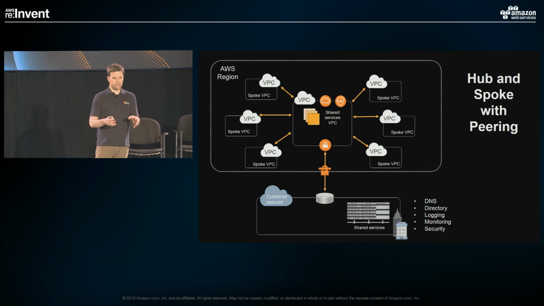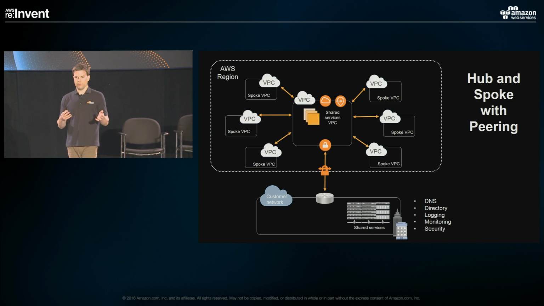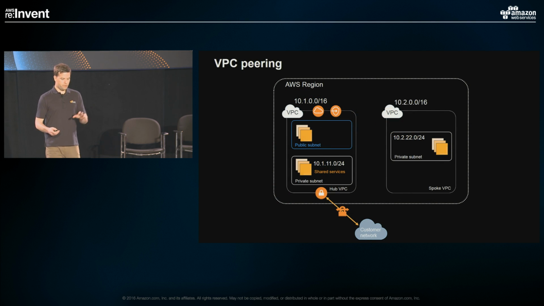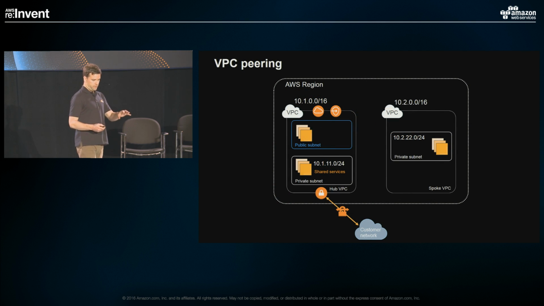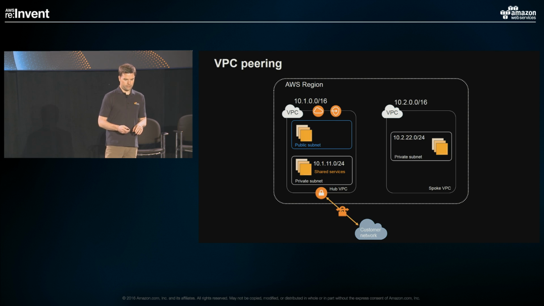And you'll notice the shared services VPC is the only one that has a consolidated connection down to your corporate network. And it's also the only one that has any egress to the public network, so the IGW and the VPC endpoint. They're all only in the shared services VPC. The spokes are completely isolated. So let's zoom in on the shared services hub and one of the spokes to see how it works.